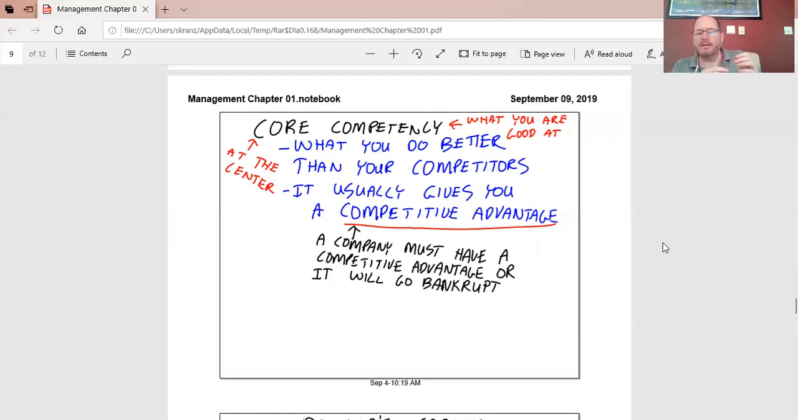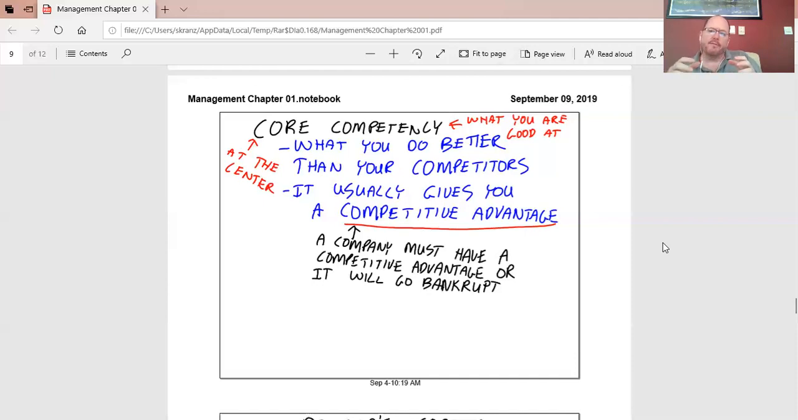If a company does not have a competitive advantage, if there is nothing they do better than their competitors, they will go bankrupt. You have to have something you do better than your competitors.